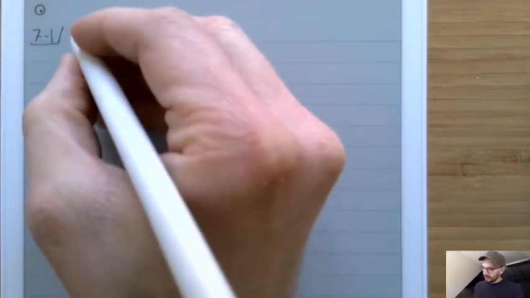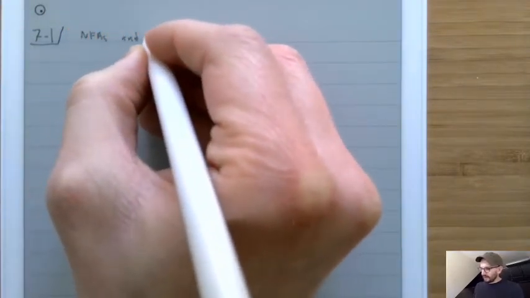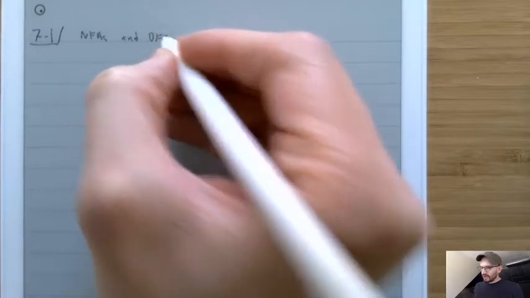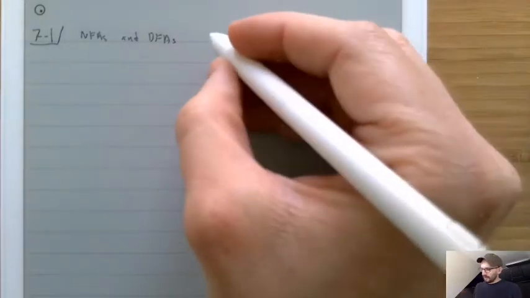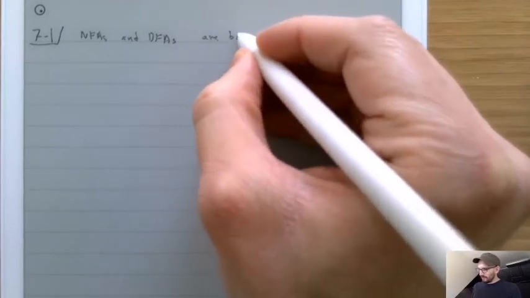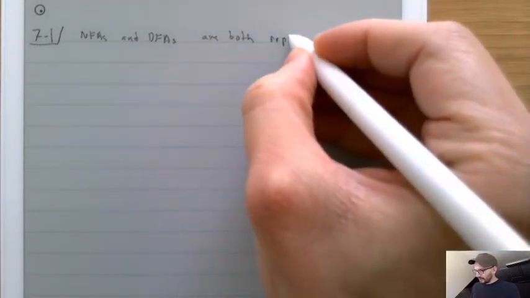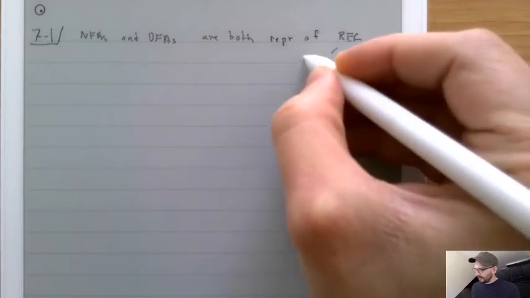Alright, let's continue talking about NFAs. So recall that last time we were worried about whether or not NFAs and DFAs are both talking about the same thing. They're both talking about the same kinds of languages, the same set of problems. I.e., they are both representations of REG, that is, the regular languages.